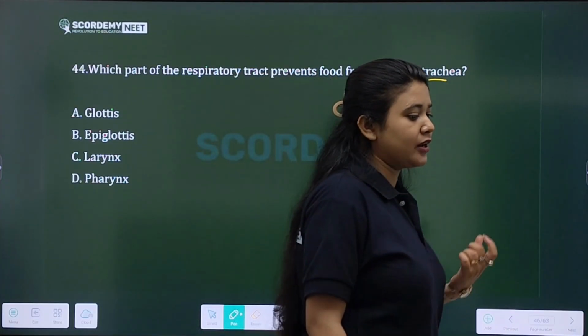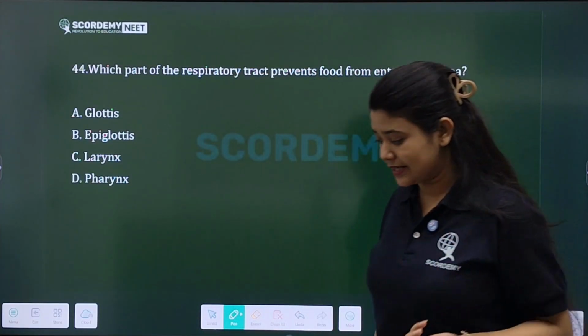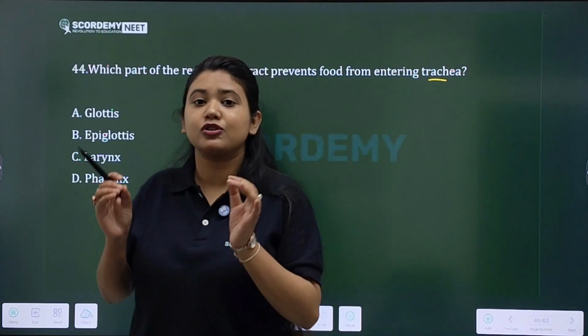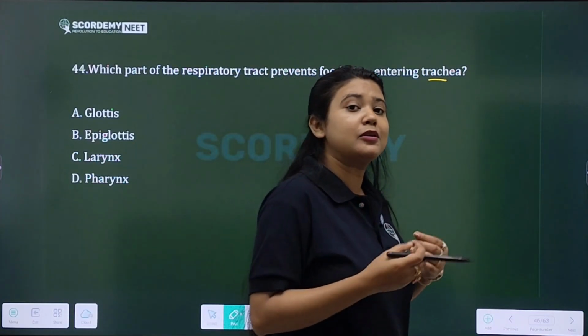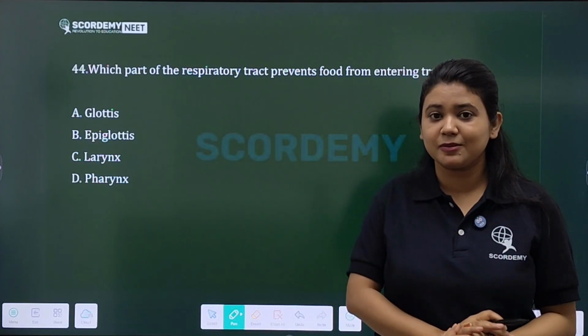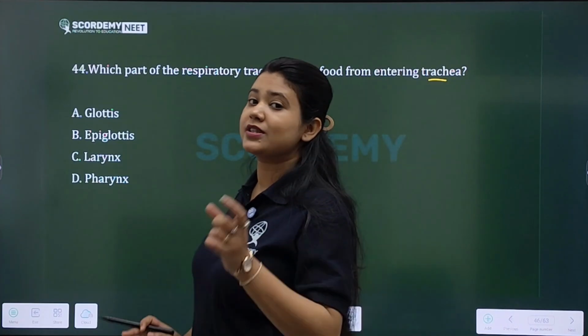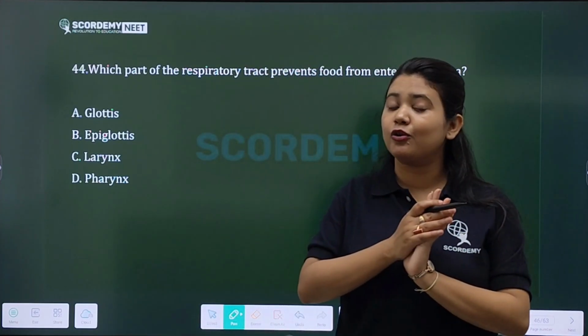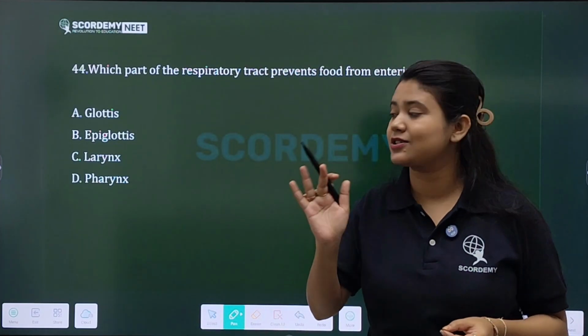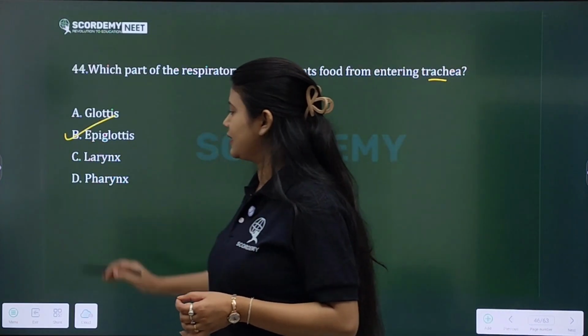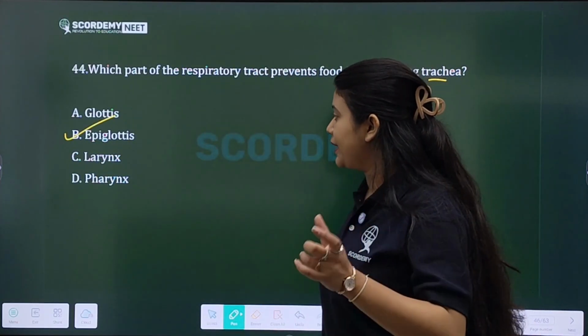Then how is it that when you are taking in food, when you are ingesting something, we do not choke? How is it that we are able to swallow it without choking? Because of a structure that prevents the entry of food from our food pipe into the trachea, and that structure is your epiglottis, isn't it? It is known as your epiglottis.